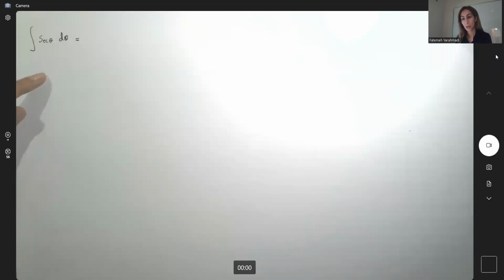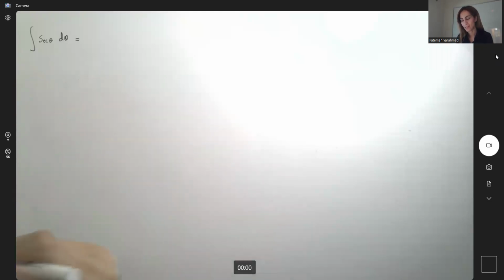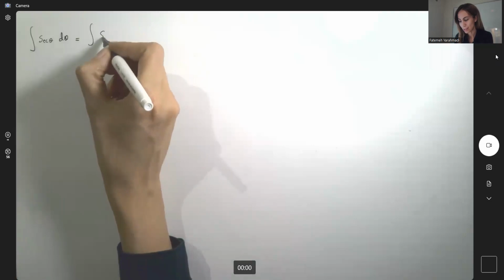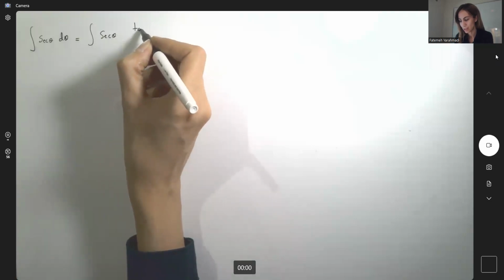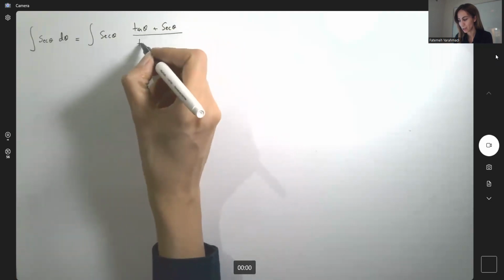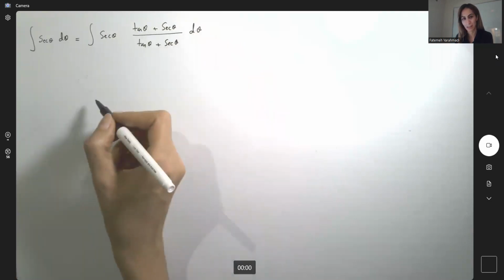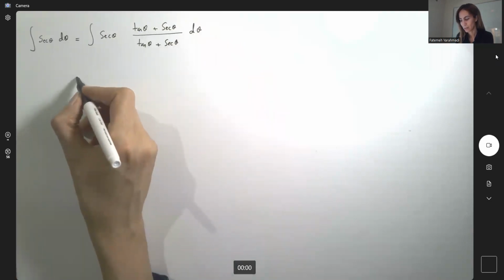So these are the typical questions in integral. Suppose I ask you to find the integral of secant theta. One method is to multiply this by tangent theta plus secant theta and divide it by tangent theta plus secant theta, and then d theta. Take a look. Here you have the integral.